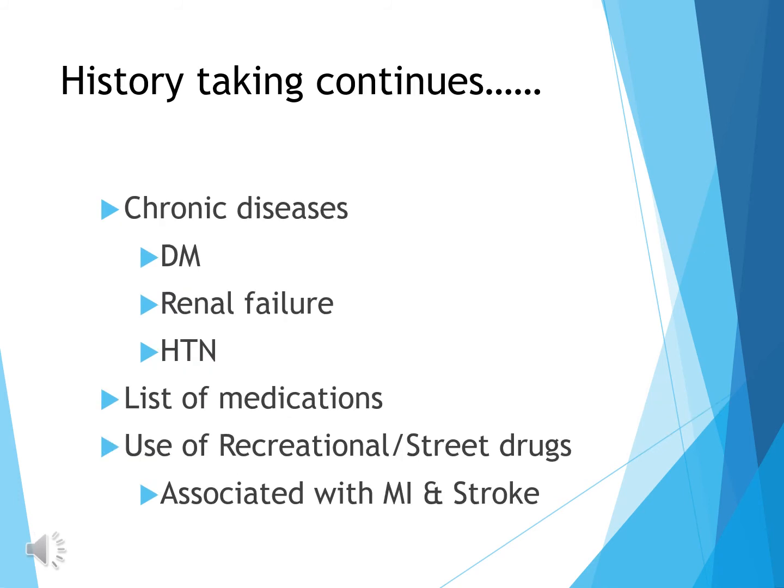We want to ask about chronic diseases such as diabetes mellitus, renal failure, and hypertension. We want to ask for a list of medications, how long they've been on them, and how effective they have been. And also identify if there is any recreational or street drug use, because those are both associated with MI and strokes. Also look for physical signs of those, because sometimes they may not tell the whole truth.